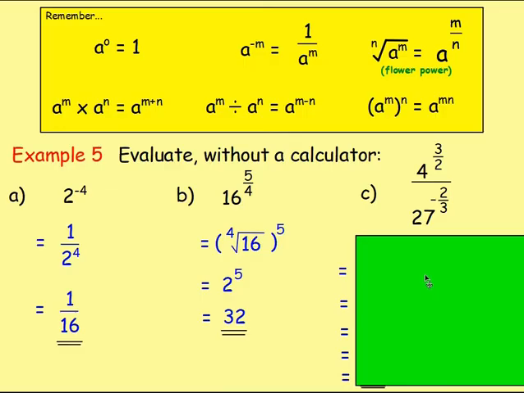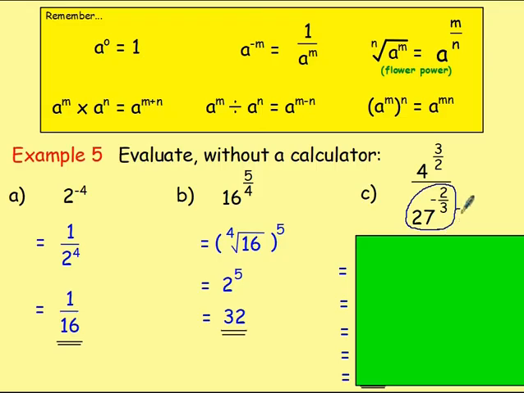And for C, with this one, it's looking a bit trickier. We've got 4 to the power of 3 over 2 over 27 to the power of negative 2 over 3. So with this one, what would you do? First of all, help us out, Mary Lou. Good. The 27 to the power of negative 2/3. Well, again, you've got this negative index, which is difficult to work out. So you want to rewrite this with a positive index. How do you do it, Mary Lou?